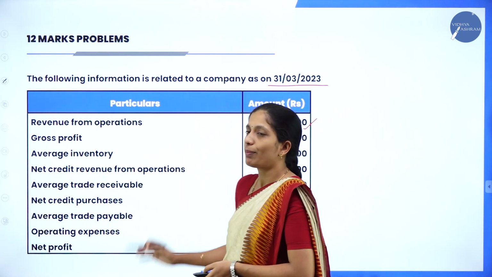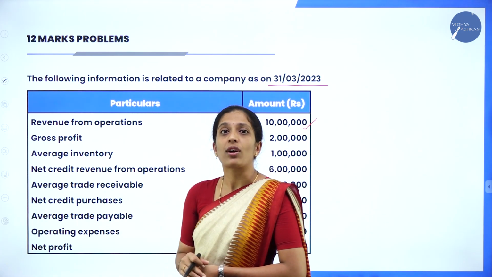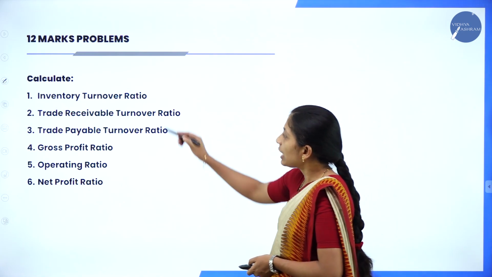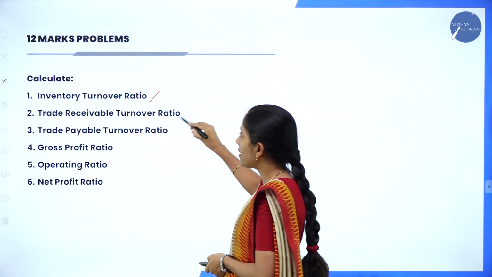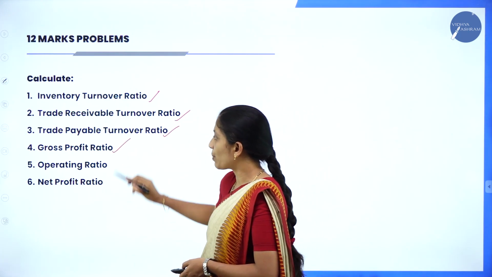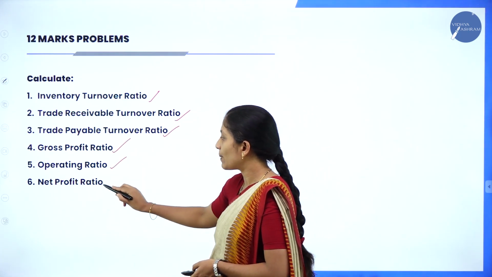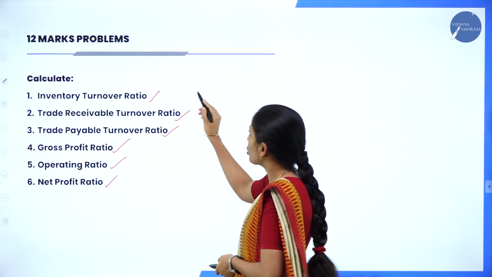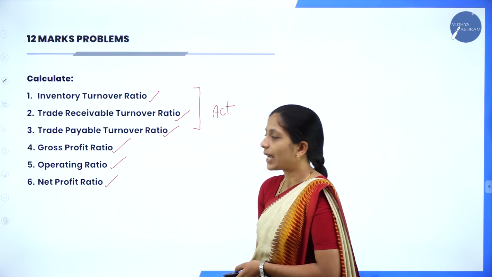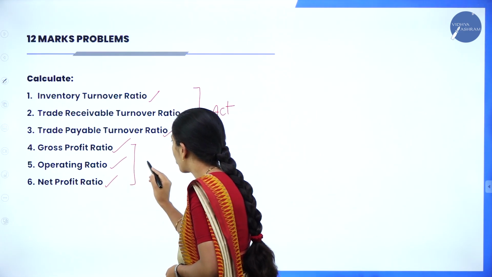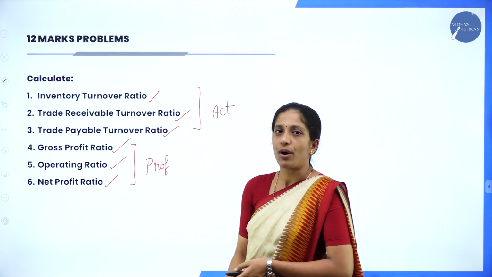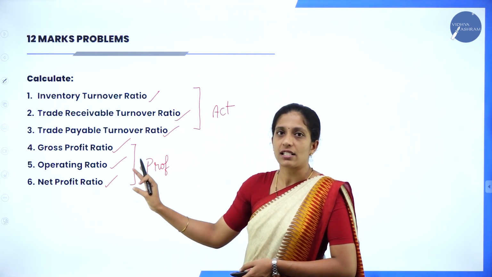So this is the information they have given, and let us see what they have asked us to calculate for 12 marks. Calculate inventory turnover ratio, trade receivable turnover ratio, trade payable turnover ratio, gross profit ratio, operating ratio, as well as net profit ratio. These three ratios are from the activity ratios, and these three are from the profitability ratio. Hope you are clear about it. So this is how they'll ask the question.